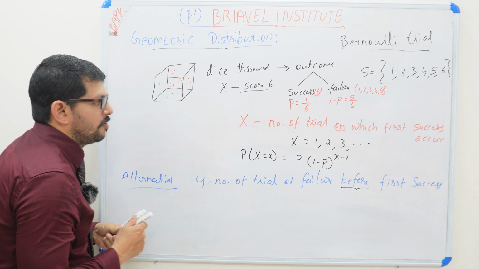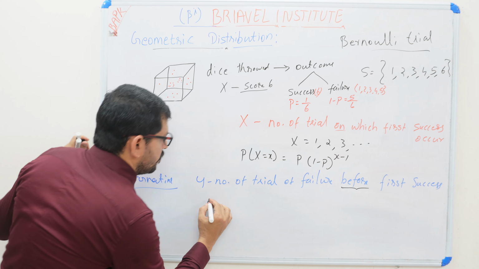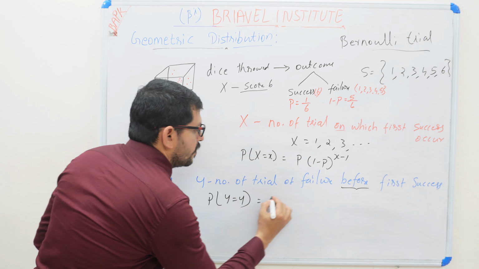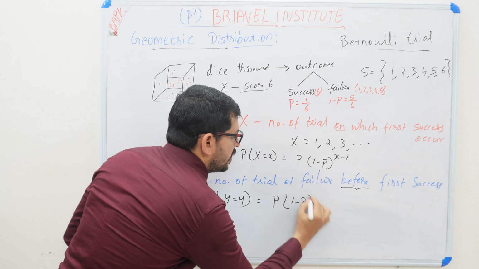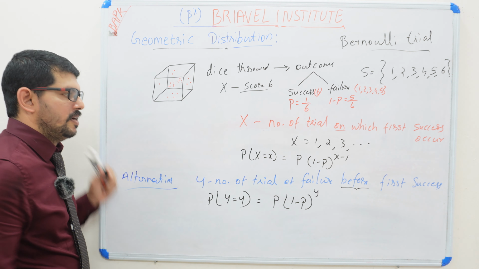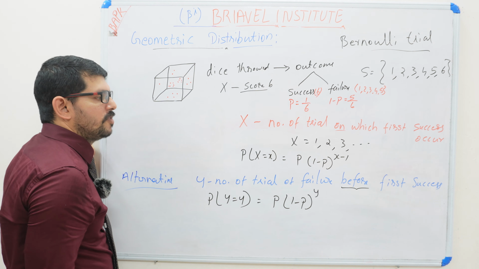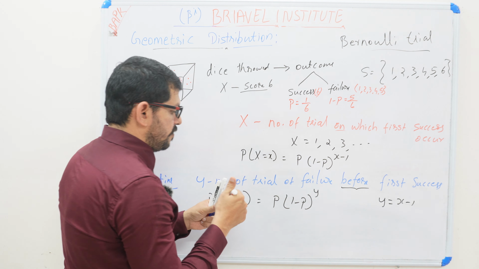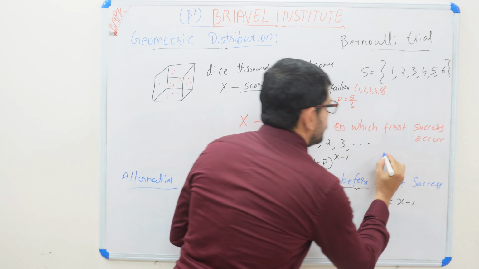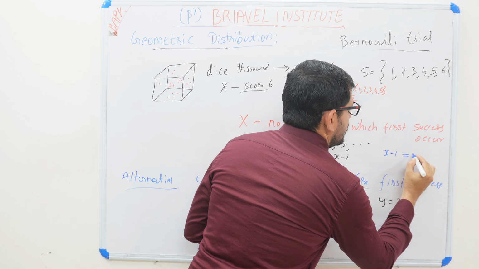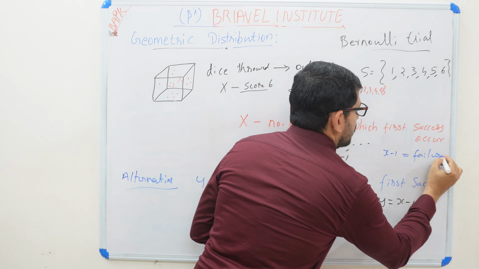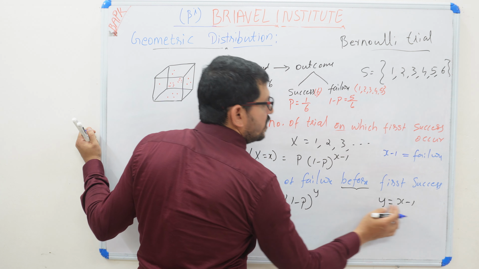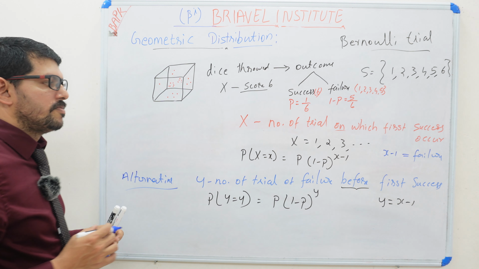So what will be my formula? Here probability of Y is equal to y is equal to P times 1 minus P raised to Y. It is only Y. S minus 1 is not required because Y is equal to S minus 1. Here in this case we have S minus 1 failures. Here you see S minus 1 means failures. S minus 1 failures are there. Here Y itself we are saying is the number of failures. So Y is equal to S minus 1.